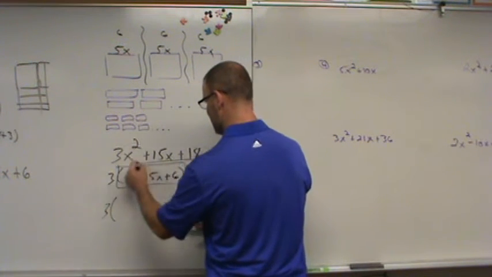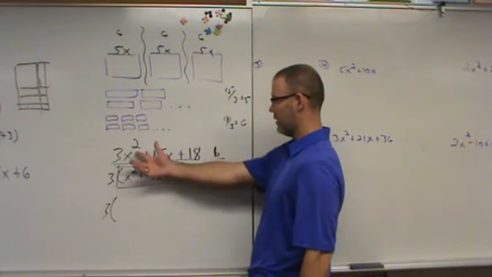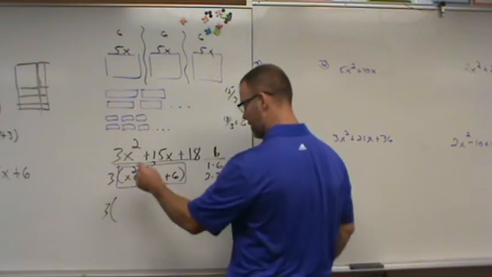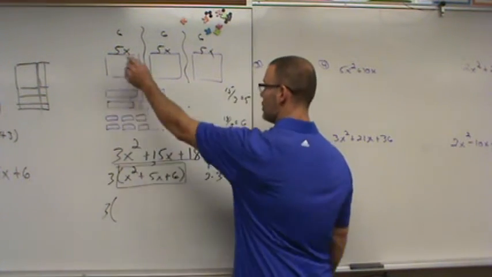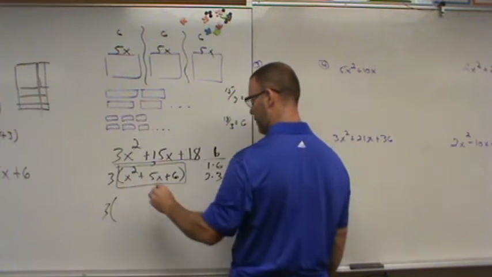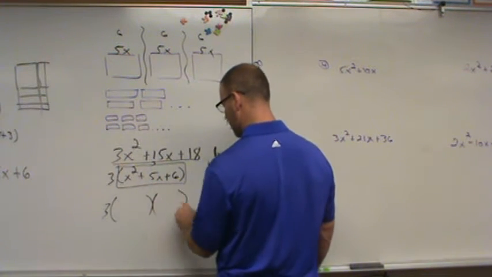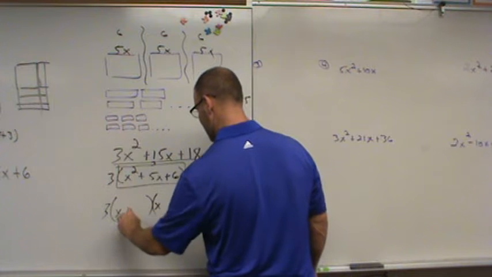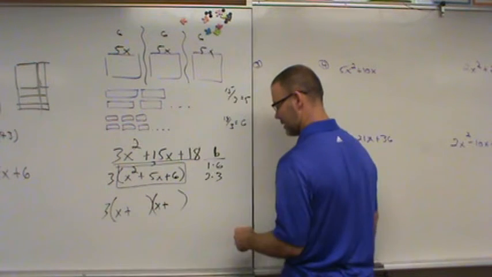Essentially, I took this and I divided it by 3. I took my original and I divided it by thirds. That's how I got what each one was, right? We did that over here. Well, I'm going to take this even further and break it down into x plus something and x plus something.